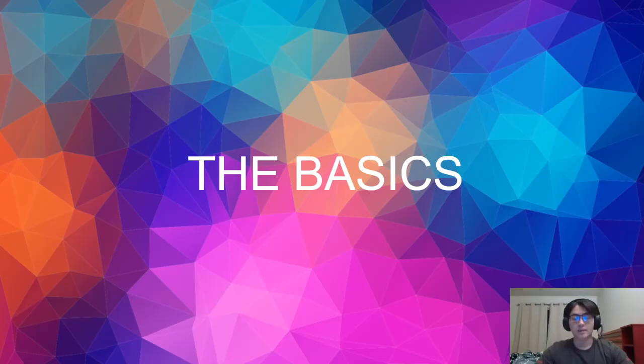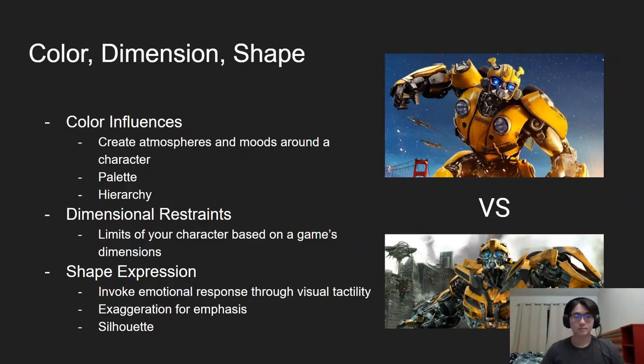So, the basics of art. Now, the three basics of art are color, dimension, and shape. Color talks about the color of the character, and usually talks about how color influences how people perceive your character, since colors can create little atmospheres and moods surrounding a character. And you want to make sure that the general color matches what you want people to perceive your character as.